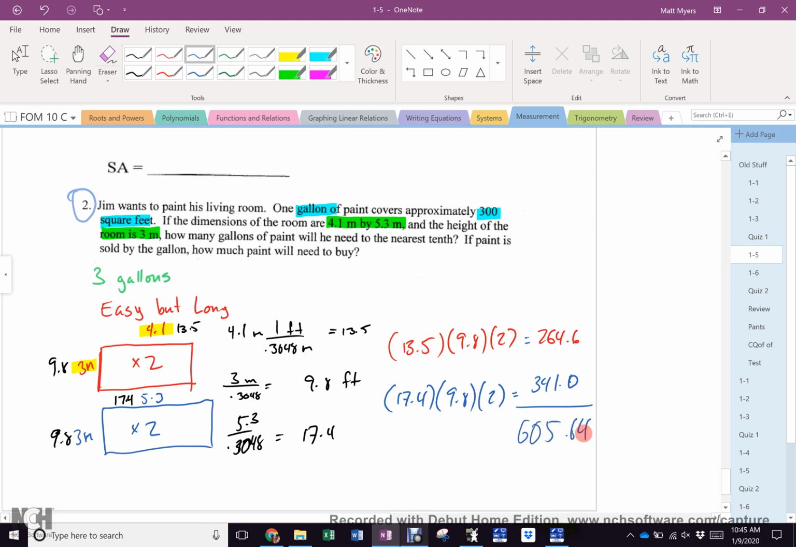That is going to get you 605.64 square feet, yes? How many gallons of paint do I need to do that? Well, 1 gallon does 300, yes? So I divide that by 300, and I get 2.02 gallons. Because the paint is sold by the gallon, I got to buy a 1/3 gallon of paint. Or I'm going to leave a little corner unpainted.